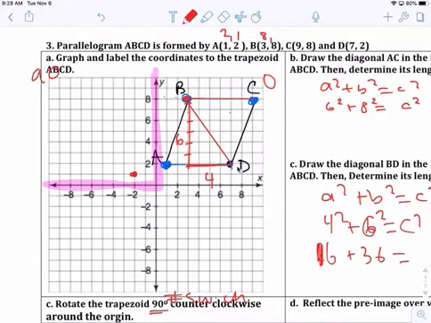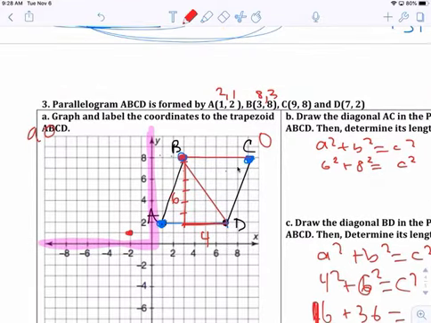B is 8, 3. Notice right here I'm doing the work here. Switch it to 8, 3, negative 8, 3. 8, 9. 8, 9 up here. And then this is switched to 2, 7. It means negative 2, positive 7. Right there. That's a rotation of 90 degrees counterclockwise.